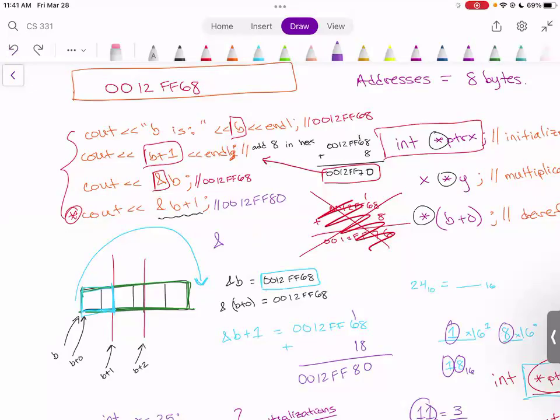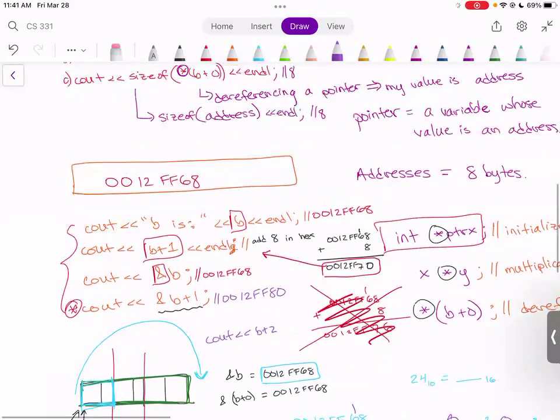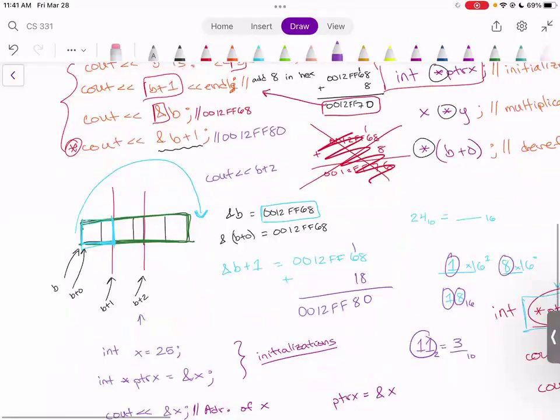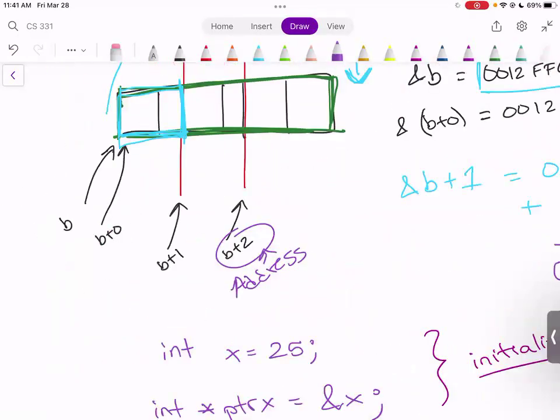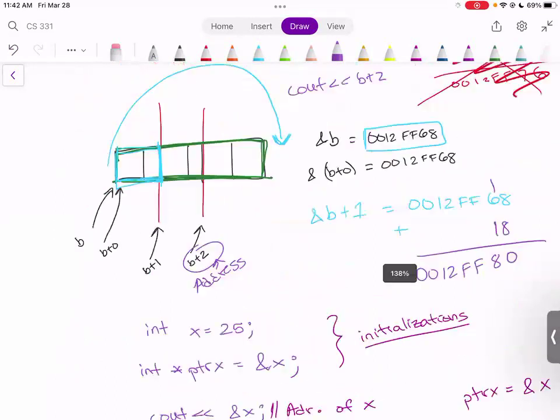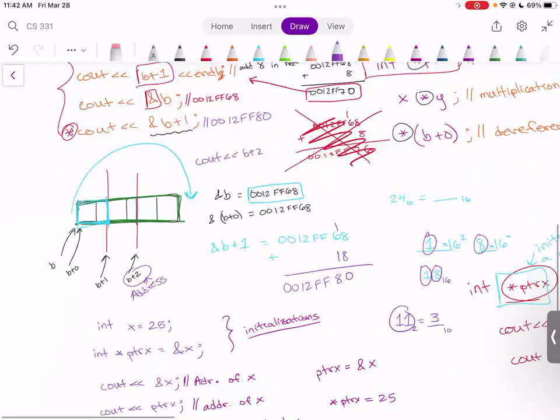If it said, let me see if I understand, it said cout B plus 2. Yes. Then you would print out the address. You print out the address of this. Oh, okay. I get it now. Okay. No problem.